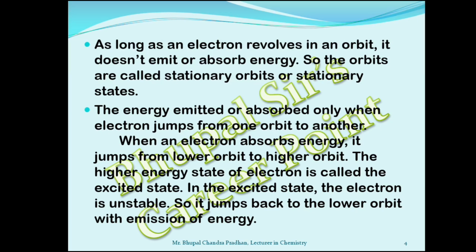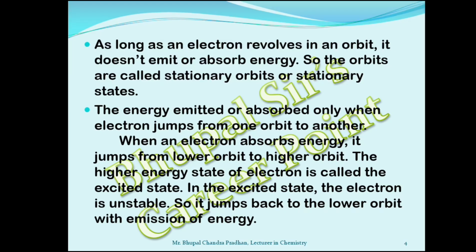When the electron jumps from one orbit to another, energy is emitted or absorbed. If energy is absorbed, the energy of the electron increases and it jumps from a lower orbit to a higher orbit. When an electron absorbs energy, it jumps from lower orbit to the higher orbit.